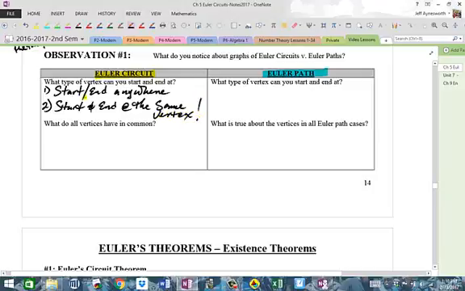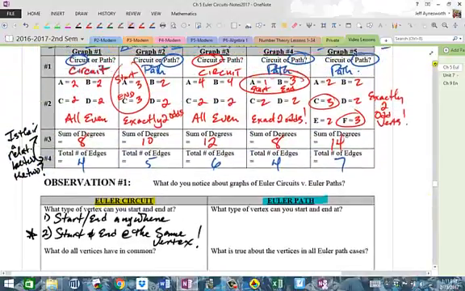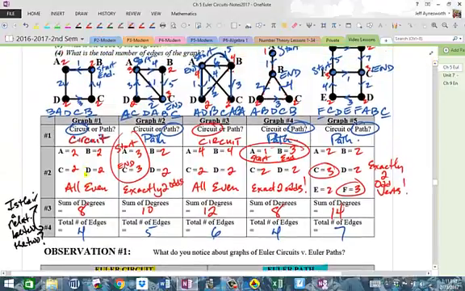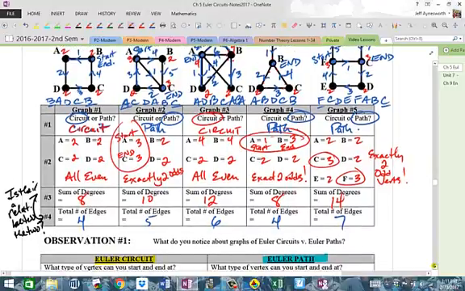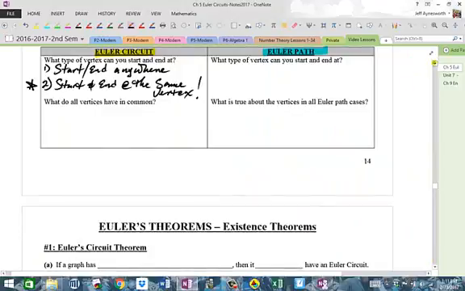Okay, so you can start anywhere you want, and wherever you start, you're going to end there. The second point here is the important one. You're going to start and end at the same vertex. And what do all the vertices have in common? Well, let's go back up to the top. If you look at graphs 1 and 3, all the vertices are even. For the two circuit cases, I ended up with all even vertices. That's what they have in common. So when you notice that, you know you have a circuit.